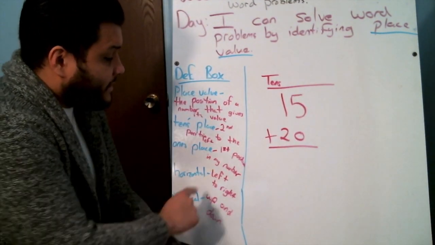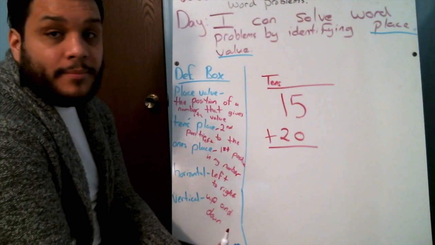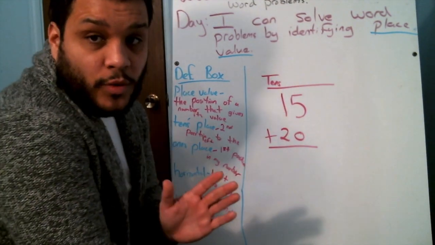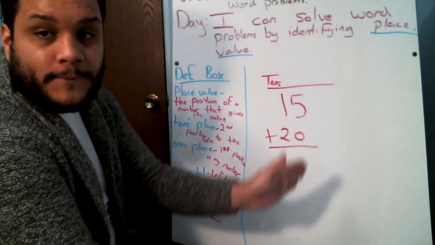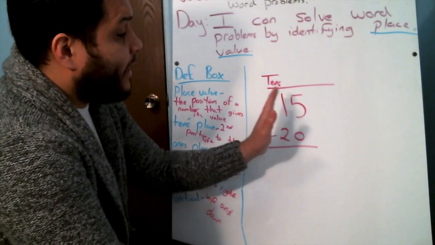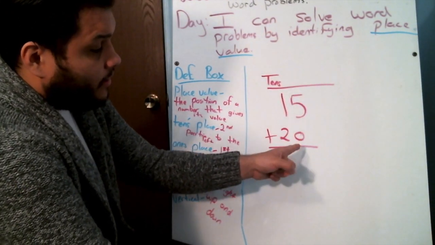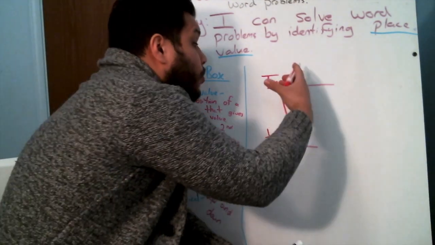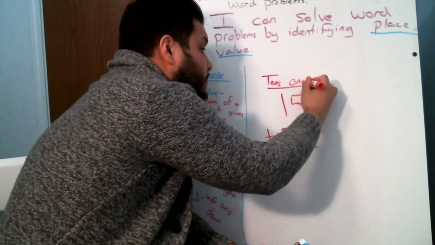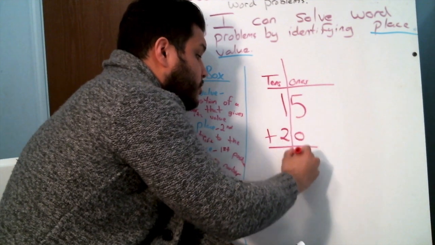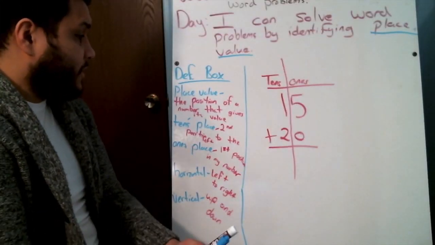My ones place says first position in my number. Well, when we read numbers, when we're adding vertically, we start left to right. So what is the first number that I have here? Oh, 5. So this will be my ones place. So my definition is helping me solve this, okay?